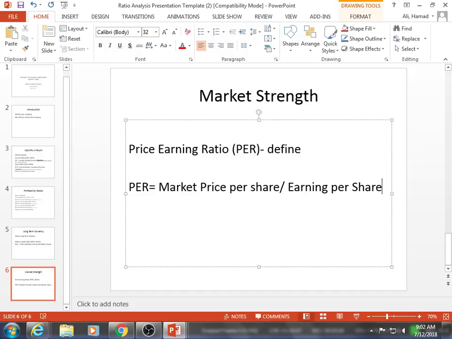Look for earnings per share. Look at the bottom of your income statement.